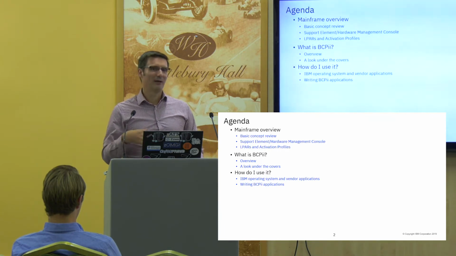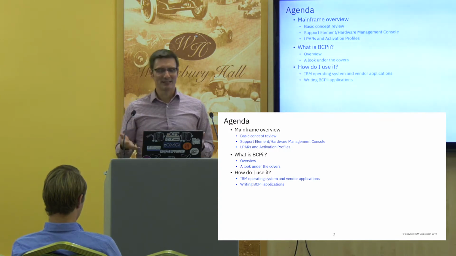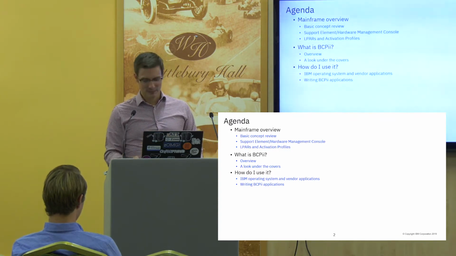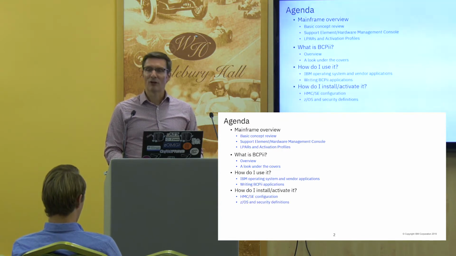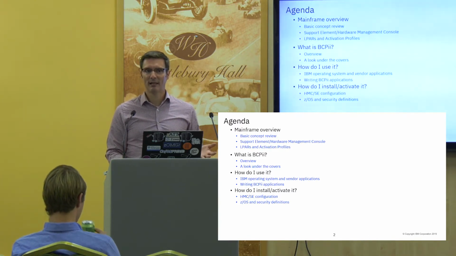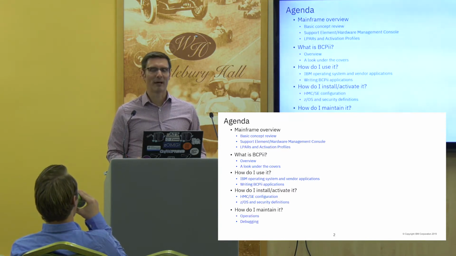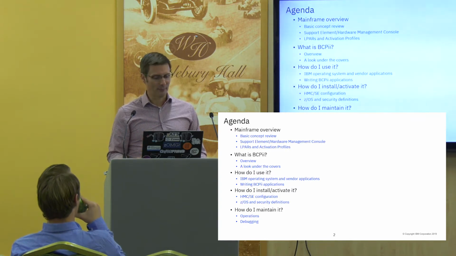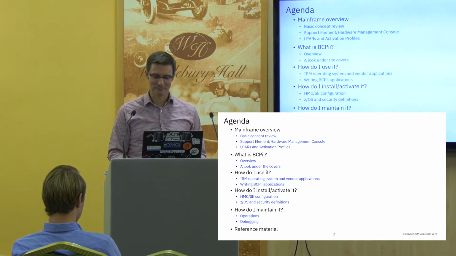We'll also then talk about some real basics about writing BCPii applications. Some of these topics are standalone topics by themselves, but we'll just give you an overview of how you can actually do that, how many clients have written applications, and some of the kinds of things that they do using BCPii. Then we'll talk about installation at a very high level. How do I install and activate BCPii so you can actually run it in your shops? And then finally, very primitive stuff about operations and debugging. How do I maintain this thing that I've started? Okay, so that's where we're going for the next hour.